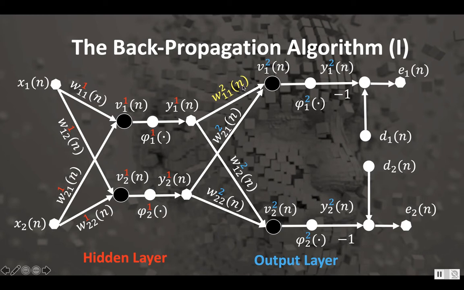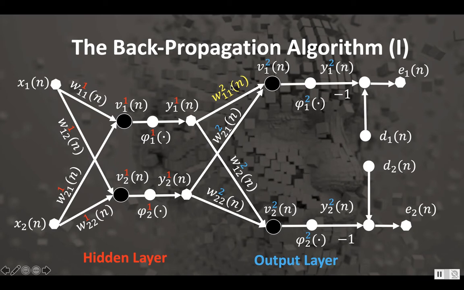W211 as an example. Why do we start from the output layer weight? Because this one is directly related to the desired response, which makes it easy to update or adjust. And after this, we can discuss how to update the weights in the hidden layer. So here we use W211 as an example. That is a weight in the output layer.